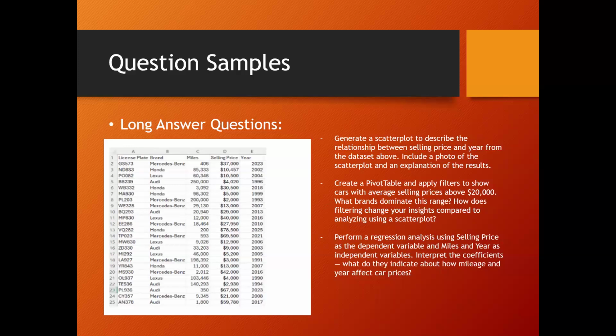So here we have the request to generate a scatter plot to describe the relationship between 2 variables, selling price and year from the dataset, as well as requesting a photo of the scatter plot and an explanation of the results. So what insights can be gained from the results? And that's about it. Do we have any questions?